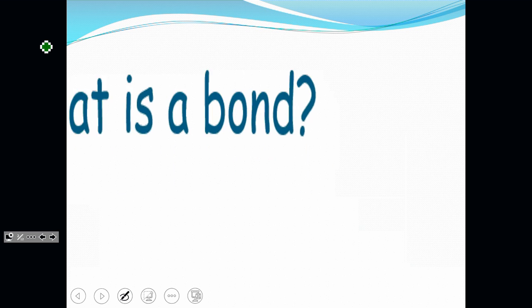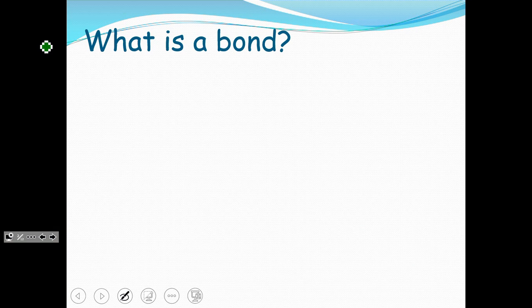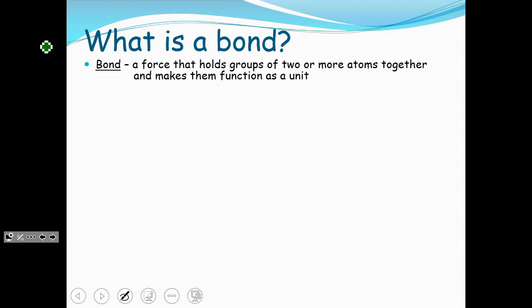But to start off at the beginning, we just need to know what a bond is and what it means to create a bond. A bond is a force that holds groups of 2 or more atoms together and makes them function as a unit. You're going to fill that in right at the very top, where you see a little dash beside bond. And notice you have to have 2 or more atoms.